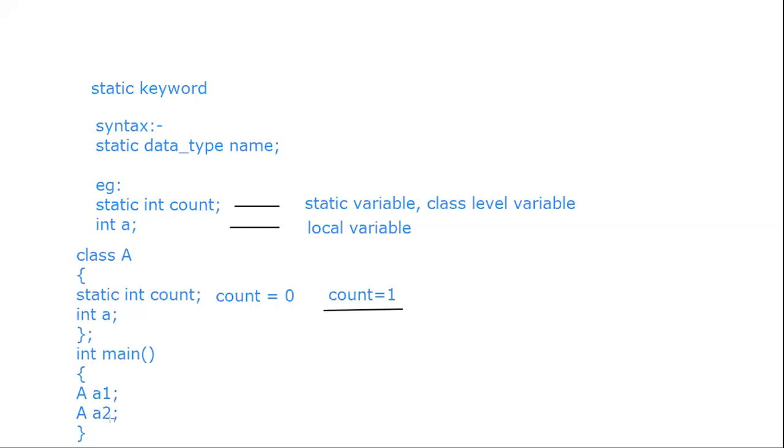Suppose we create the object of class A, a1, and with the help of that a1 we call that local variable. Suppose we initialize that variable like a1.a, and here I will write the value as 10, and a2.a, I mark that as 20. So what will happen?